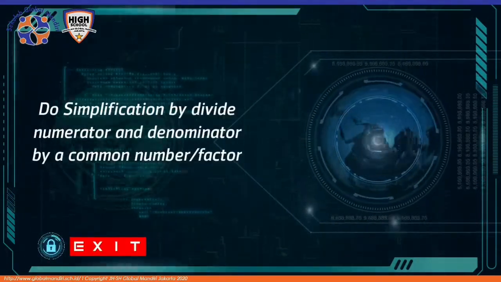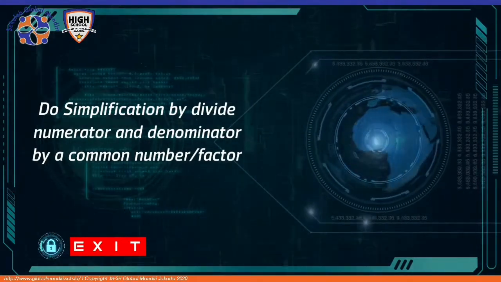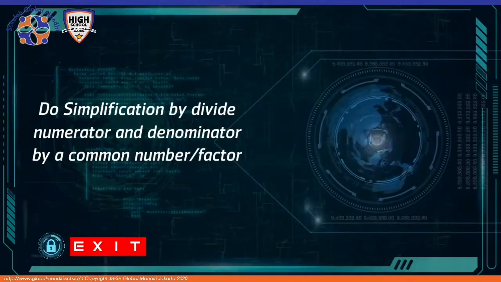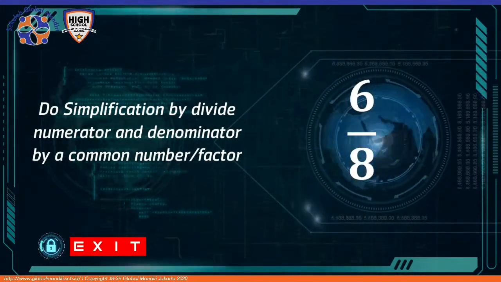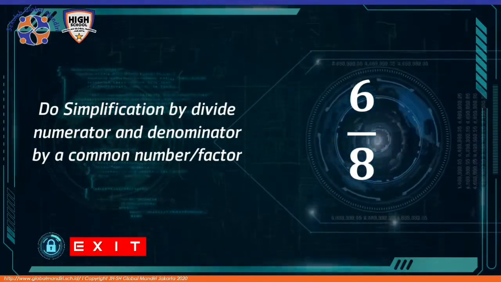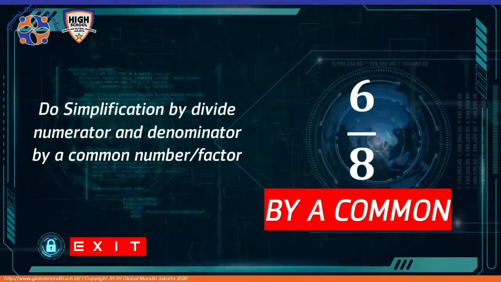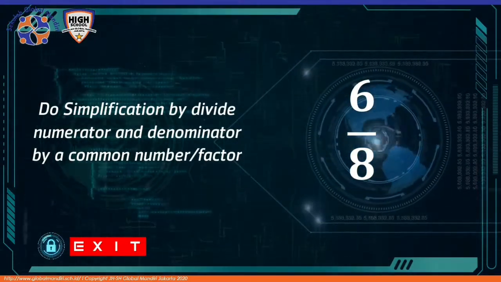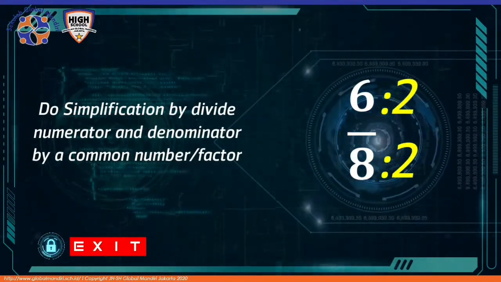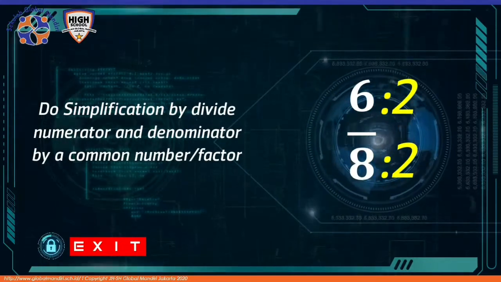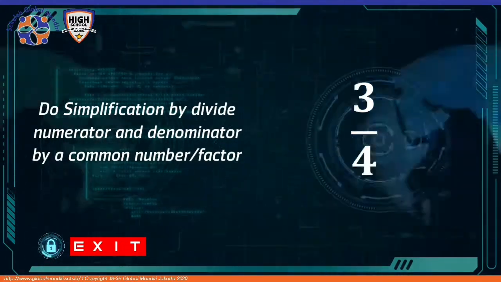We do simplification by divide numerator and denominator with the common numbers. So, for example, we have 6 over 8. If we want to simplify this fraction, we need to divide them by a common factor. So we have 6 and 8 divided by the factor of 6 and 8 is 2 and 2. So we divide 6 by 2 and 8 by 2. The answer must be 3/4.